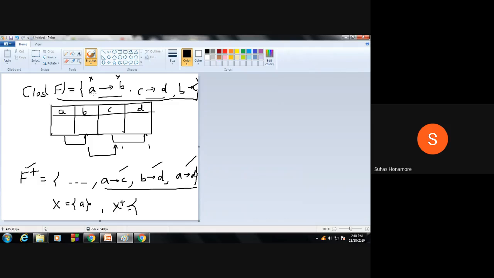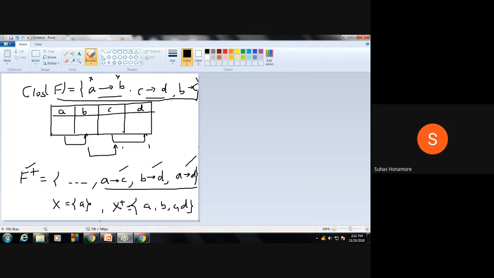derive from A. Okay, so here B to C is also there, so from A I can derive B and C. Now we are seeing how many other attributes we can derive. So I can derive D also. So if I have only A, I can derive all these four attributes.